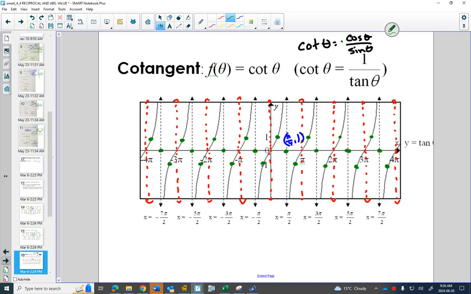Now, once we've got those x-intercepts and we have the other points, can you see that if you graph towards your asymptotes, your cotangent graph is like a tangent graph just twisted the other way, with asymptotes.